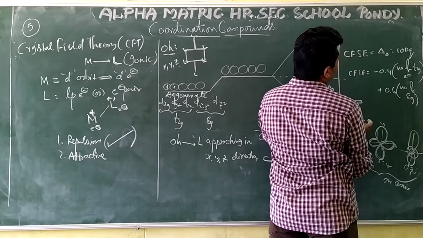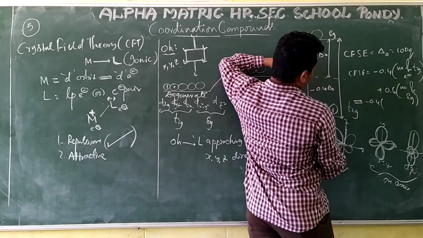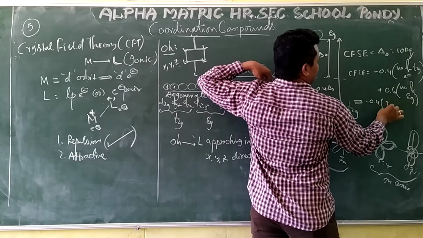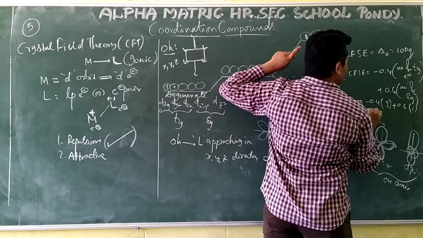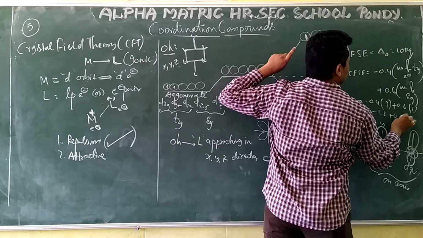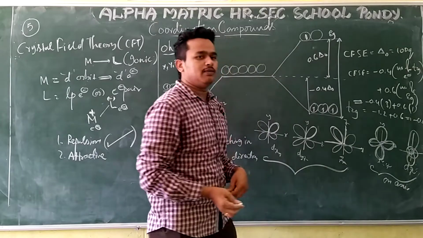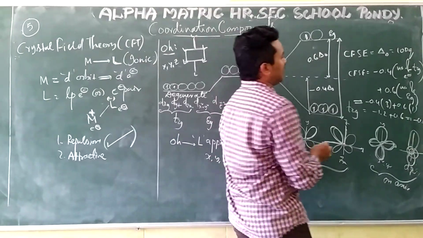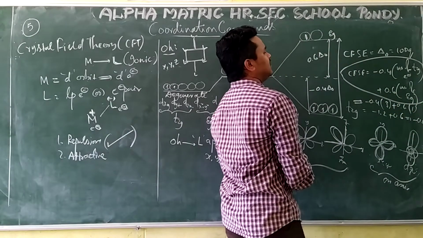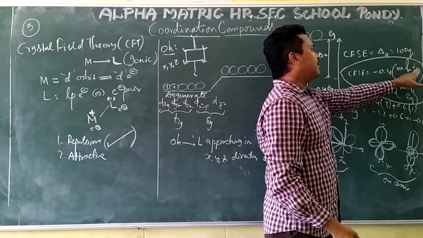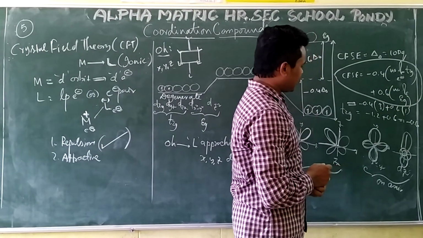How can you say now? Minus 0.4 into how many T2g electrons are there? T2g is this one. 3 are there. Plus 0.6 into how many Eg electrons are there? 1 is there. At that time, minus 1.2 plus 0.6, that is equal to minus 0.6, which is the crystal field stabilization energy. This formula is important here. Crystal field stabilization energy is equal to minus 0.4 times number of T2g electrons plus 0.6 times number of Eg electrons.